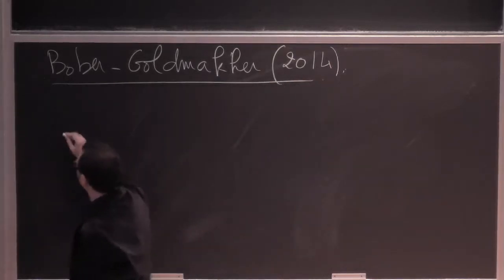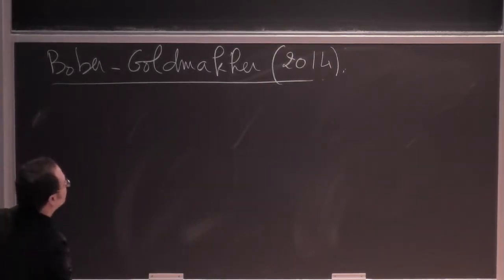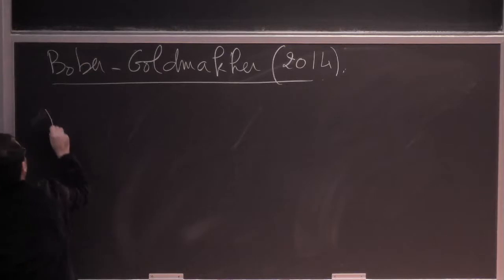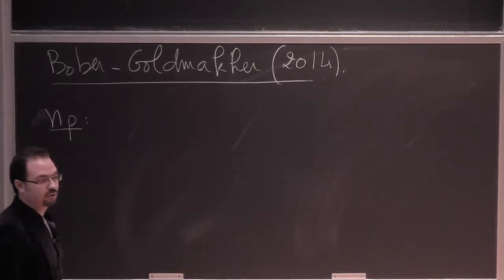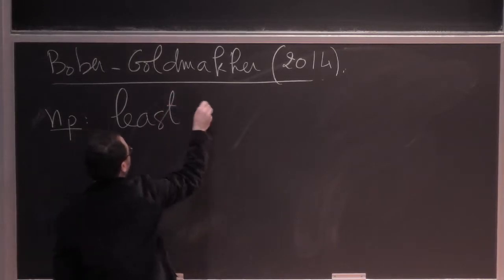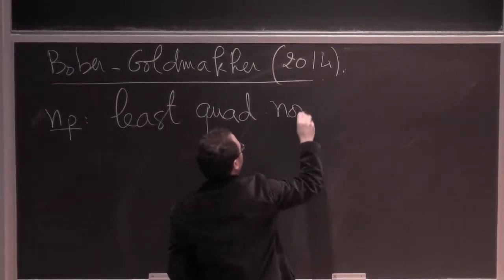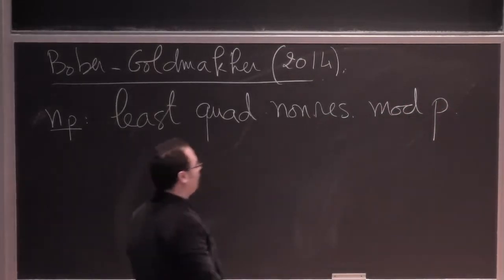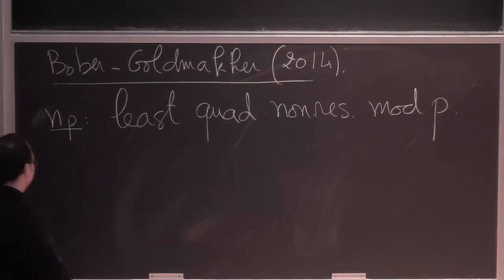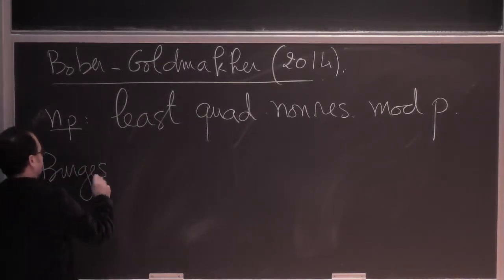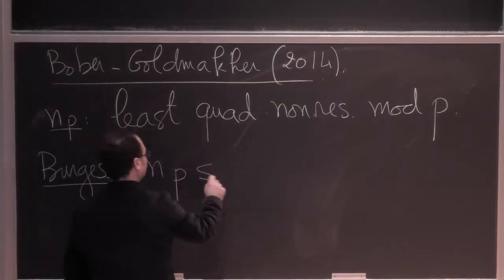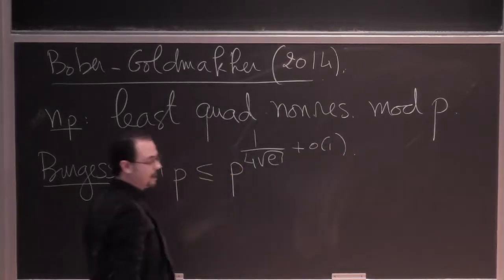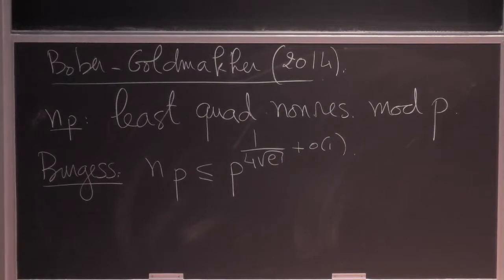So what they proved is the following. First of all, before stating the results, let me give you what we know about the least quadratic non-residue modulo a prime. The best bound that we know is due to Burgess from the 60s. And the Burgess bound is something like n_p less than p to 1 over 4 square root e plus little o(1). Okay. We believe much more should be true.